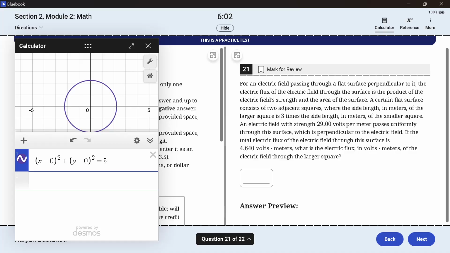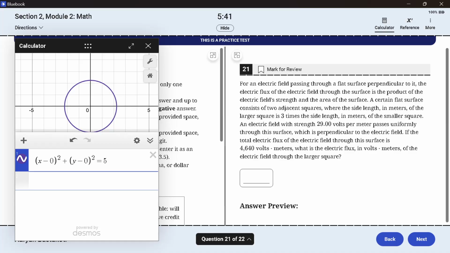And of the smaller square, an electric field with strength 29.00 volts per meter passes uniformly through the surface, which is perpendicular to the electric field. If the total electric flux of the electric field through this surface is 4640 volts per meter, what is the flux through the larger surface? Okay, we need to find the initial formula right now.